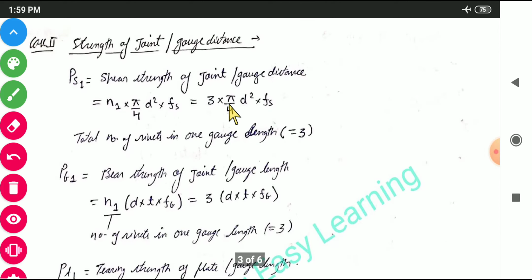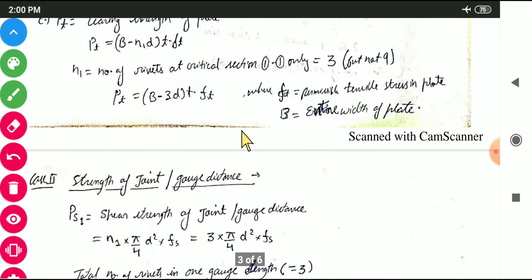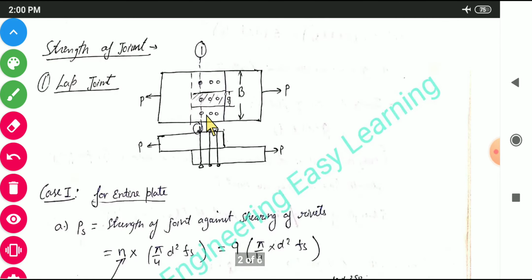So again here we will be finding all the 3 strengths. Shear strength of joint for a gauge distance, PS1 here we are writing. PS is the strength for the shear, so the formula remains the same, pi by 4 d square into Fs. The only difference is that n1 we will be taking. n1 is 3 because there are 3 rivets in one gauge length. So here you can see this is the gauge length, and we have 3 rivets in it, 1, 2 and 3. So n will be 3, not 9 here. The only difference is that the number of rivets will be 3, these three.